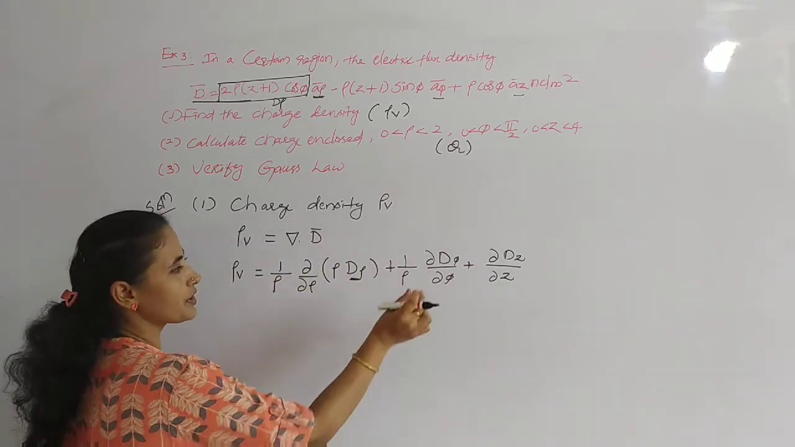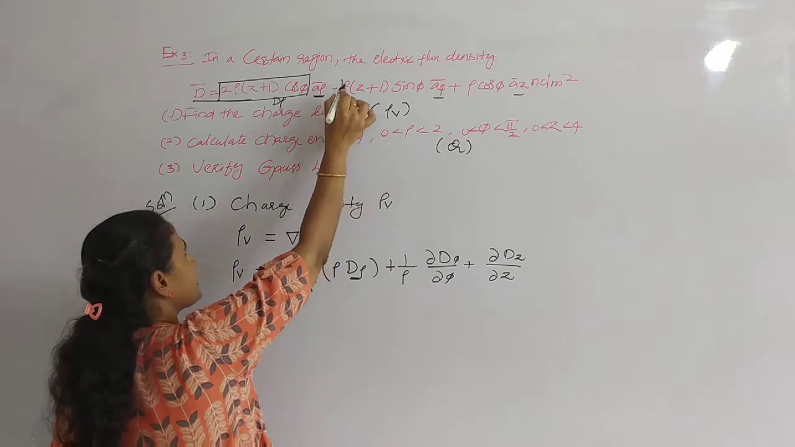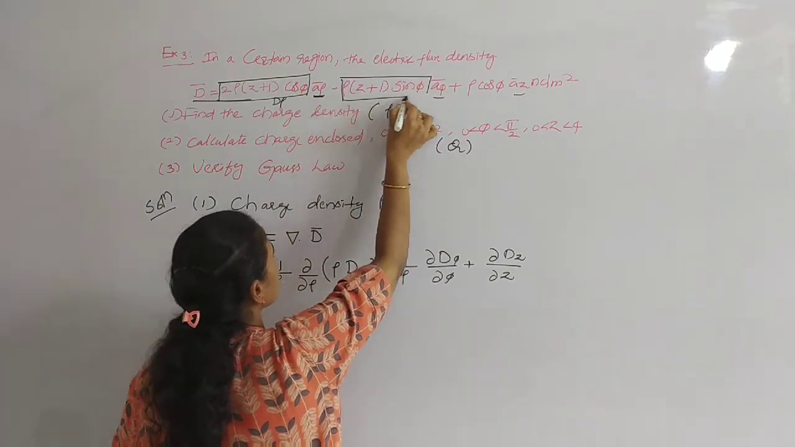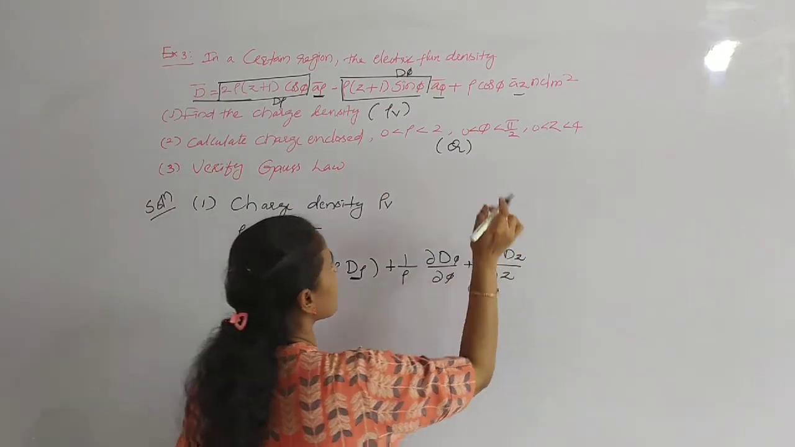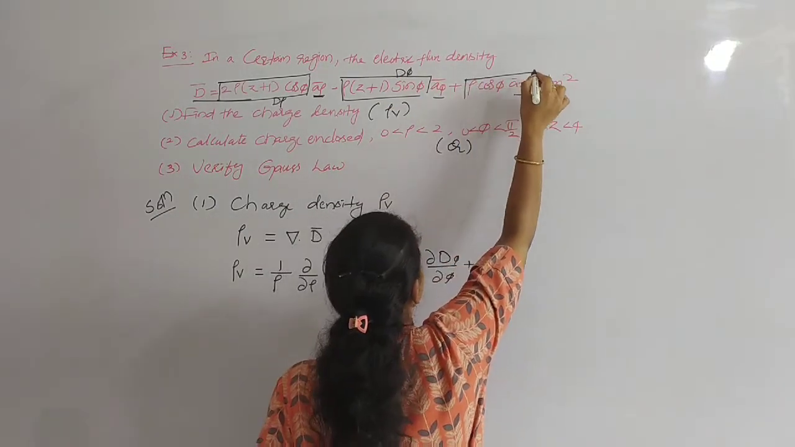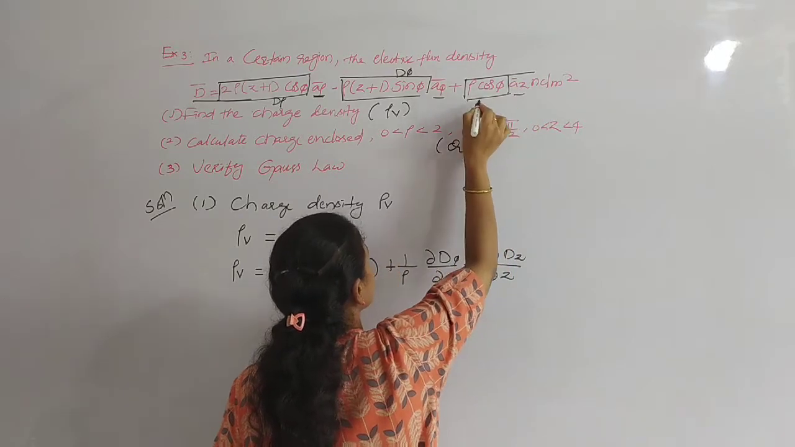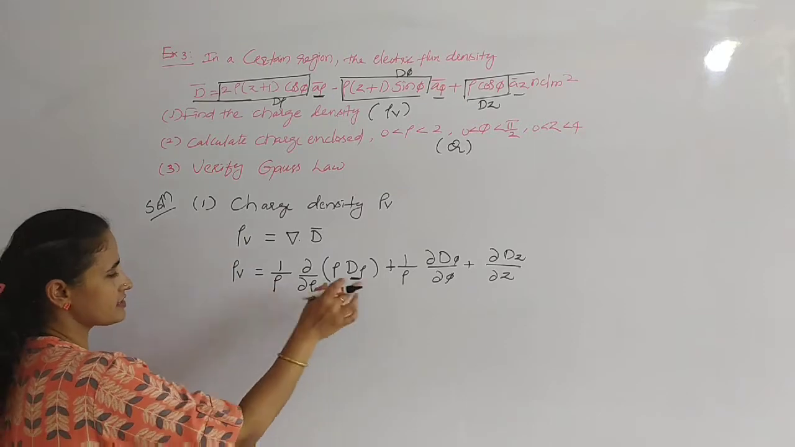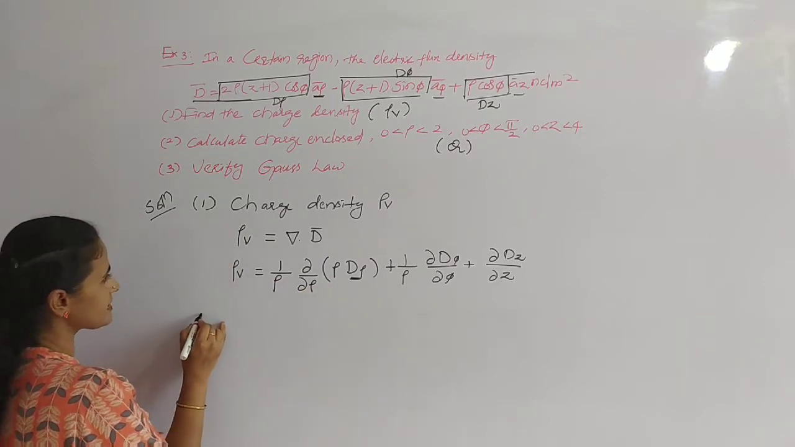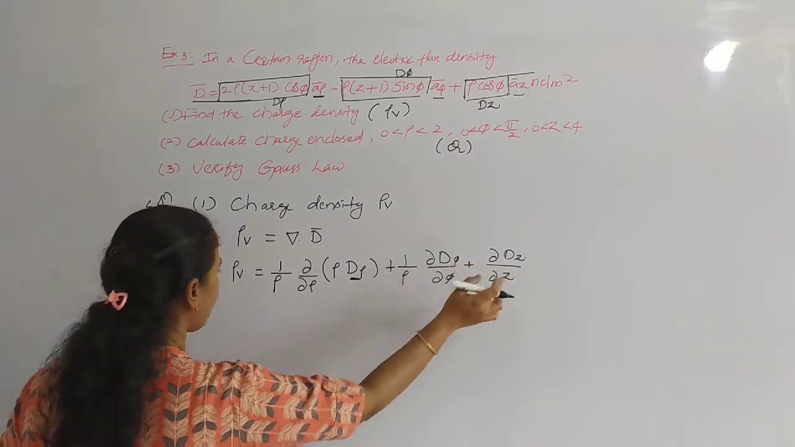So what is this D phi? The D phi is this term, including the minus. This is the D phi term. And what is Dz? This term. This is the Dz term. Let us differentiate these terms. And before that, let us substitute D rho, D phi and Dz.